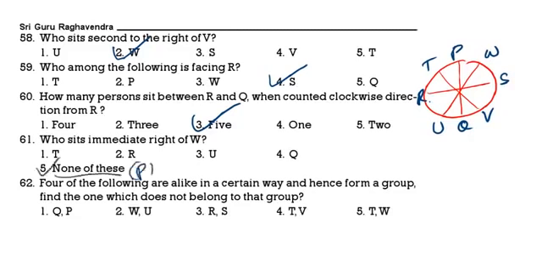Then 4 of the following 5 are alike in a certain way and hence form a group. Which is the one that does not belong to the group? QP, Q opposite P. WU, W opposite U. RS, R opposite S. TV, T opposite V. But TW is the odd one out. Next one.